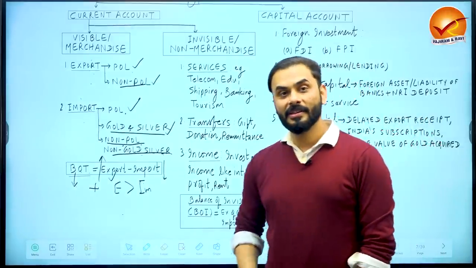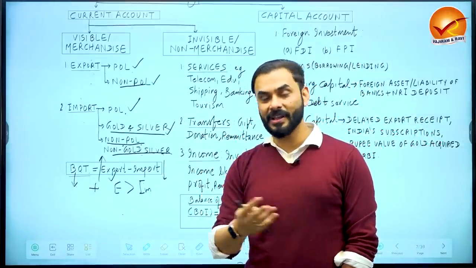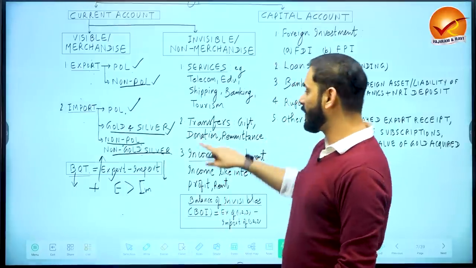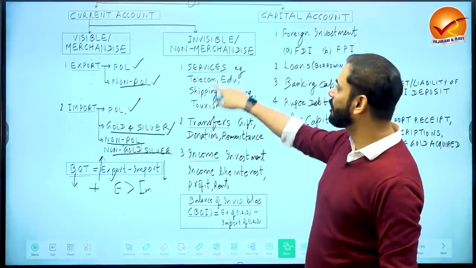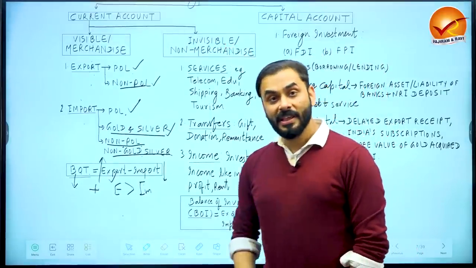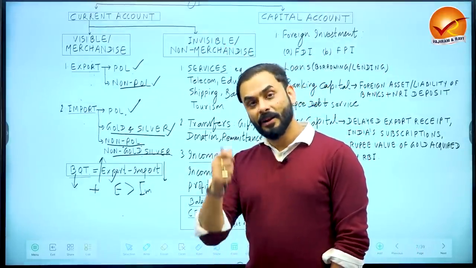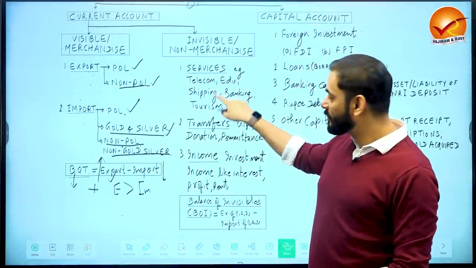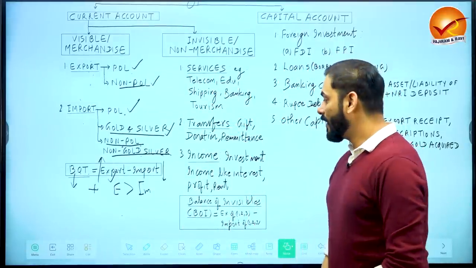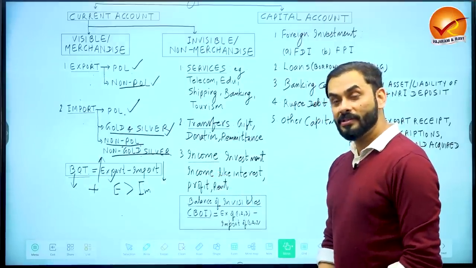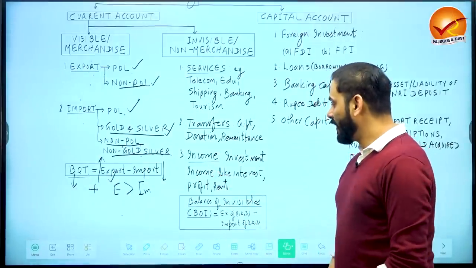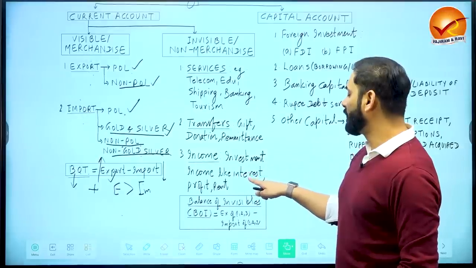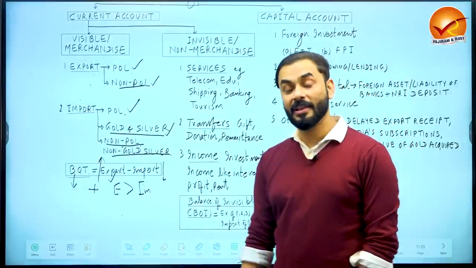So similarly, other countries of the world give us gifts and donations. We also give gifts and donations to other countries. All those things are called transfers. They are also a part of invisible. So UPSC has asked this question so many times: which of the following is called invisible? Answer is services, transfers, right? And there is a third category which is also called invisible, it is income. So income through investment, and what kind of investment income? Interest, profit, and rent.